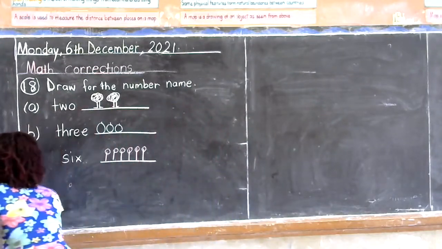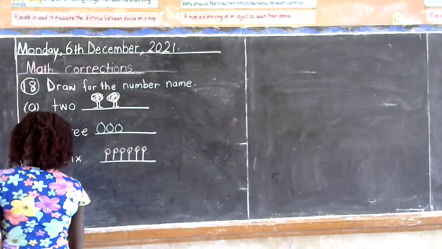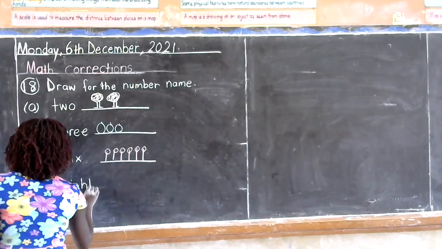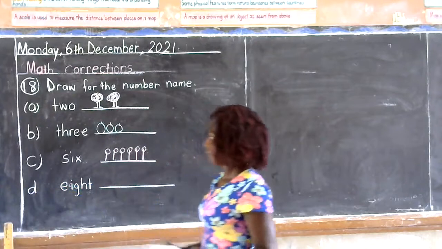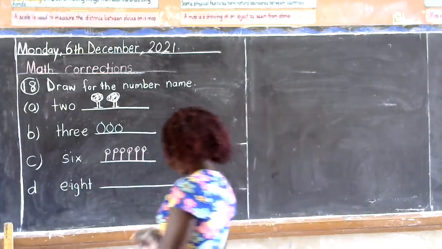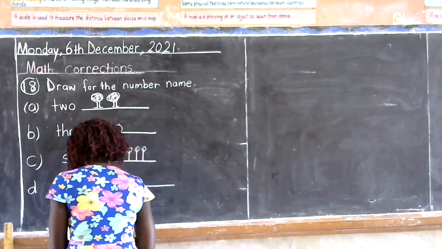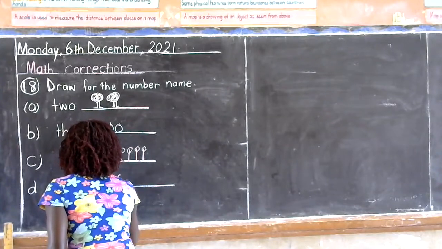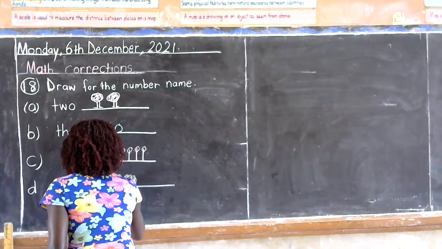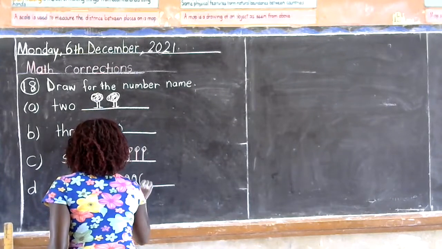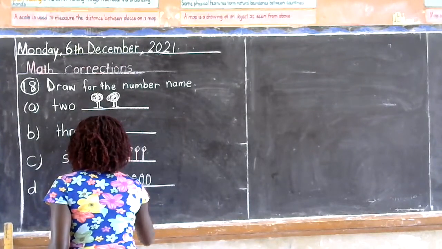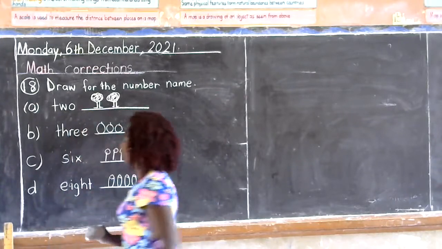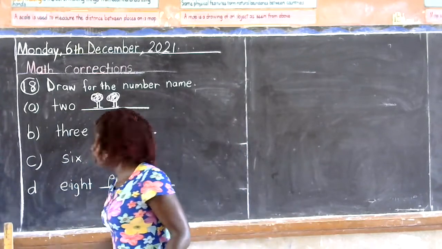Now, the last question was we're supposed to look for the word 8. Okay, have you seen? Let me draw my pictures here. Here I've drawn my eggs. So that is how we are supposed to answer.